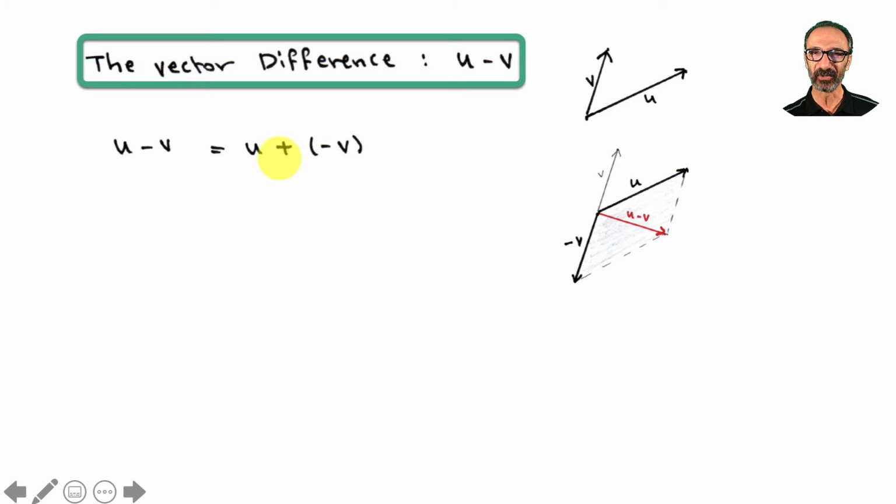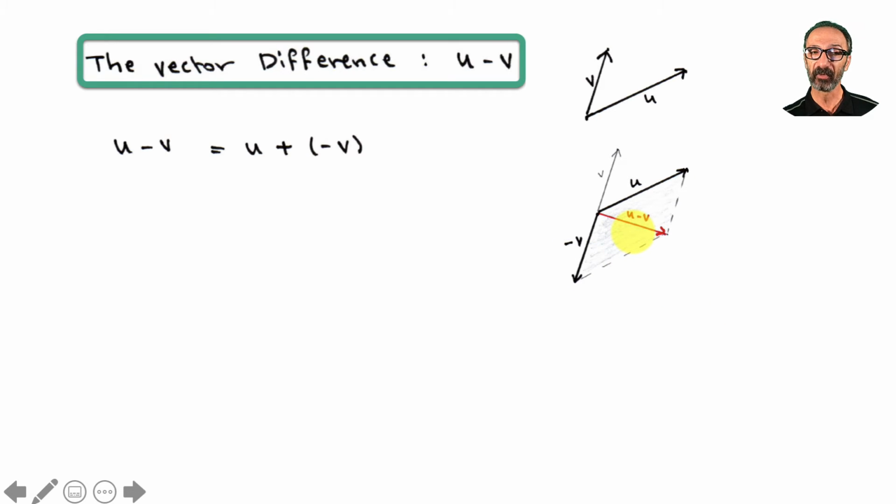So I'm adding U and the opposite of V. Add U and the opposite of V. In one of the earlier slides, I showed you that this is the diagonal, since they have the same start point for the parallelogram that ends up being graphed.